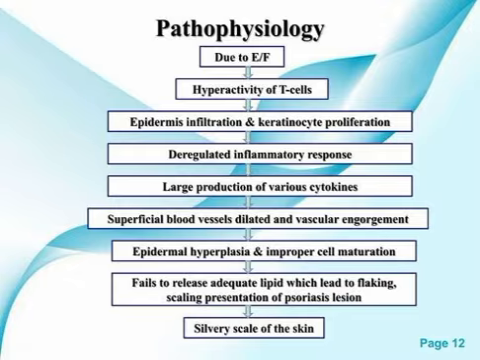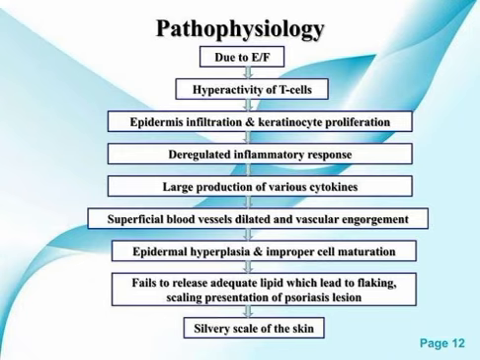Next will be the pathophysiology of psoriasis. Due to some environmental factors, we have already learned about the etiology of psoriasis. The environmental factors include stress or the use of drugs for certain diseases, like lithium drugs or beta blockers. Due to all these environmental factors, it may increase the hyperactivity of the T cells. These T cells are very important for the immune system, the immunity of our body.